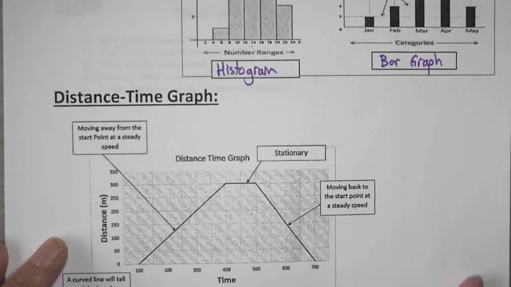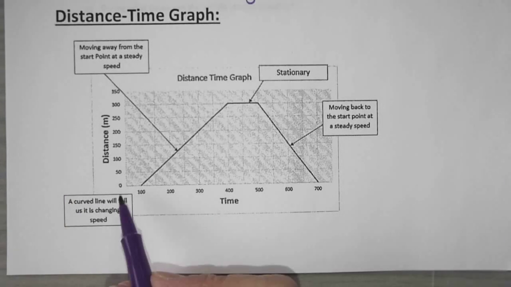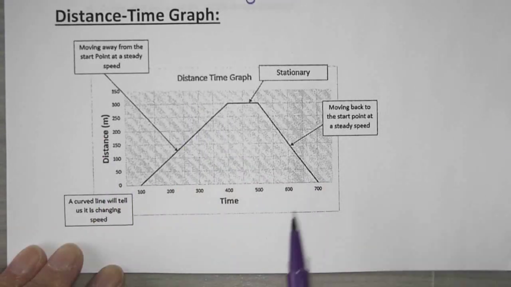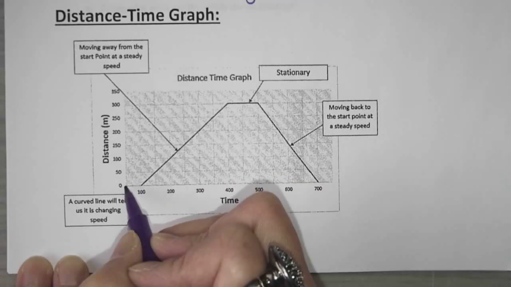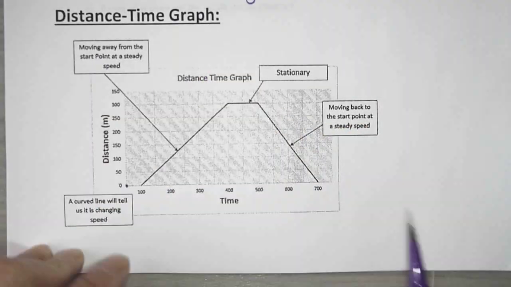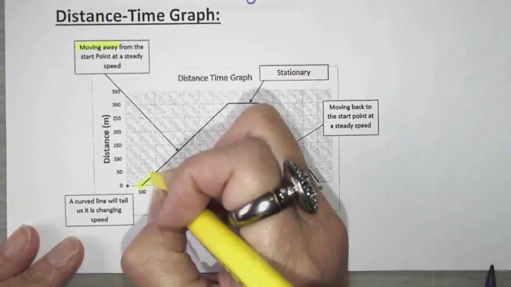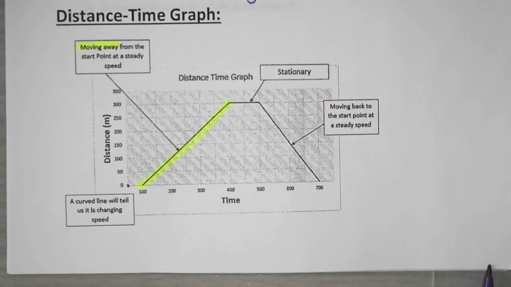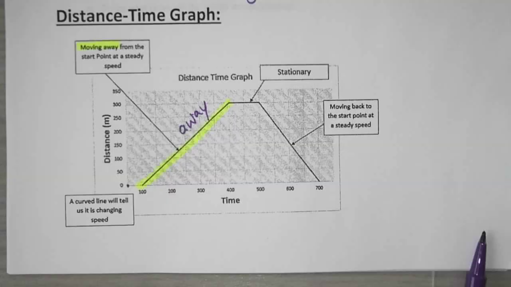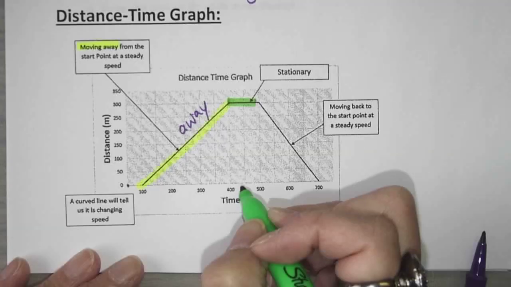All right, our next type of chart is a distance time graph. A distance time graph tells you over time what's happening and the distance that's being traveled. So here, if your distance is 0, you're at 0. As the line is heading up, you're moving away. So this says moving away from the start point. This part here on the graph, when it's horizontal, that means the distance stays 300 meters between this time and this time.